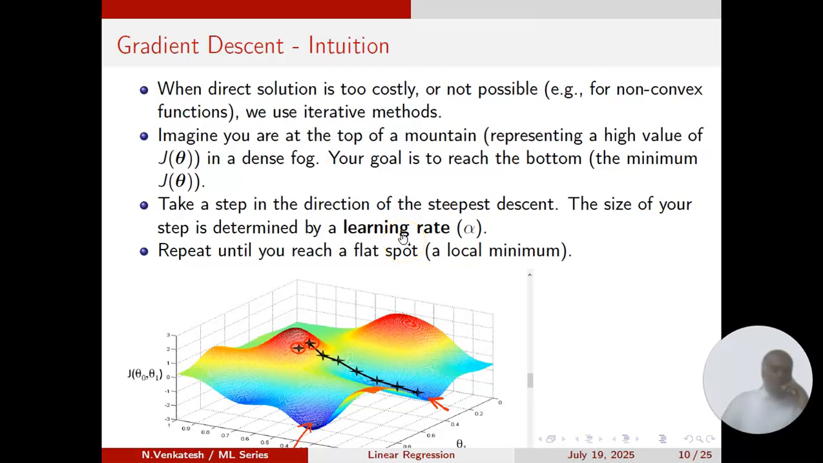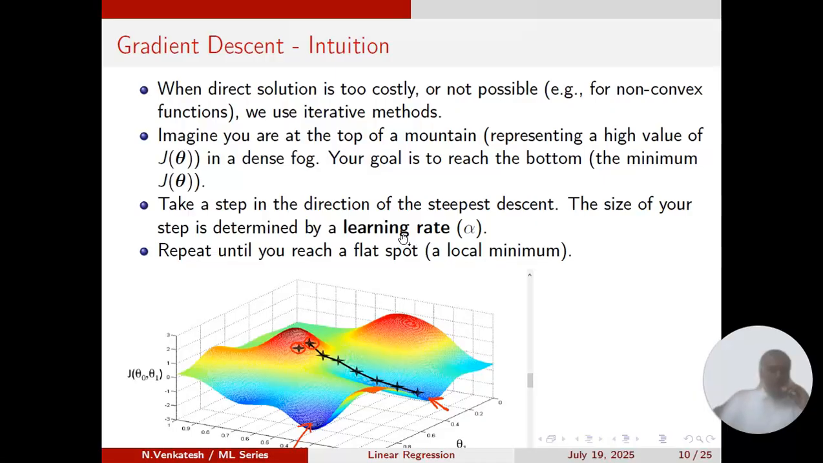Hello, welcome to the second part of the 10th lecture in ML series. In this lecture, we will be discussing gradient descent method. Gradient descent method is used by machines to learn the parameters of a linear regression problem.